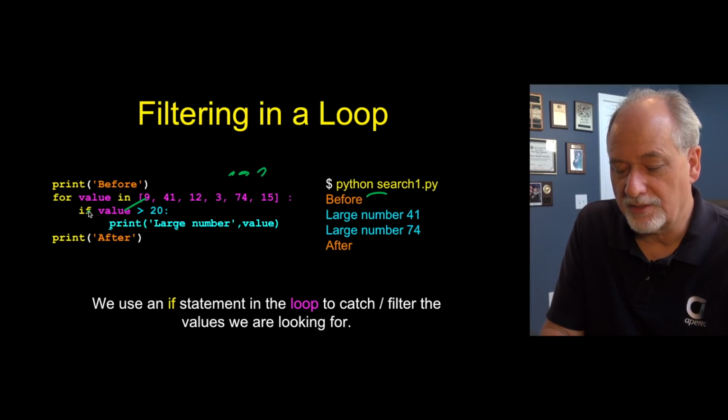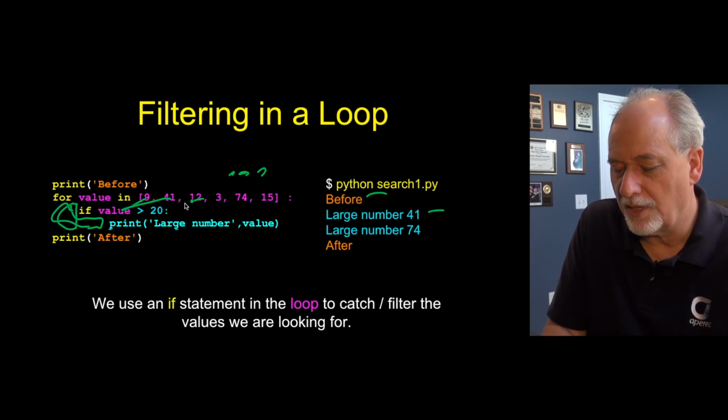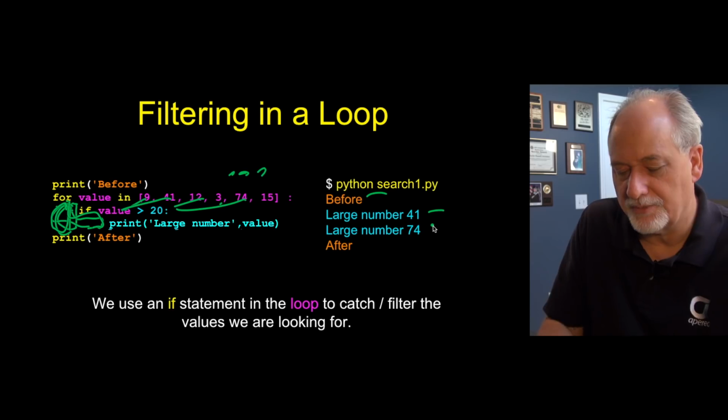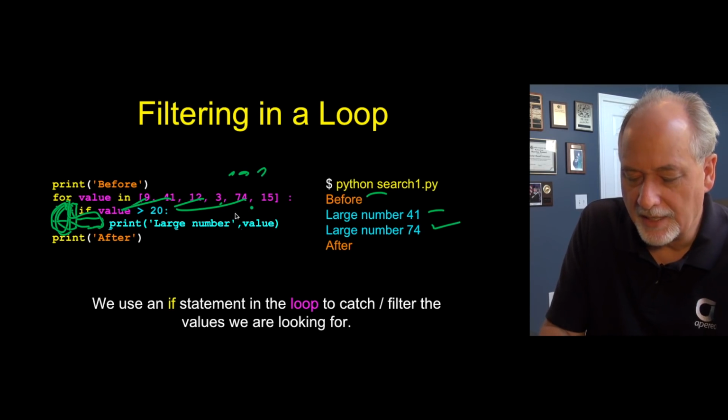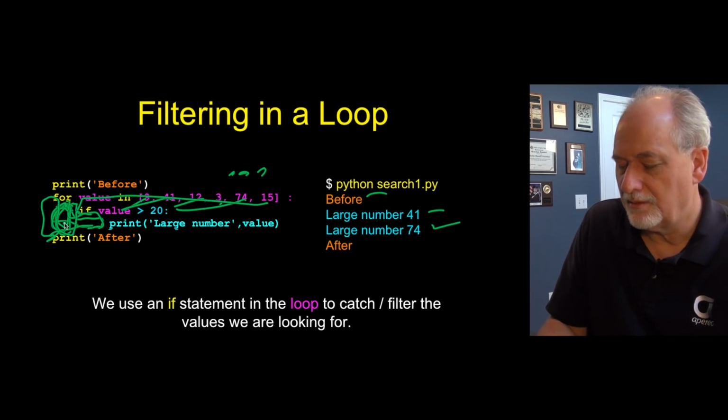Well, 9 greater than 20 is false, so it goes back up. 41, true, so it prints out 41, then goes back up. 12, false, goes back up. 3, false, goes back up. 74, true, so it runs this, and out comes that little print statement. Goes back up, and then 15 is the last one, and that's false. It goes back up, and the for loop says we're done, and then we do afterwards.